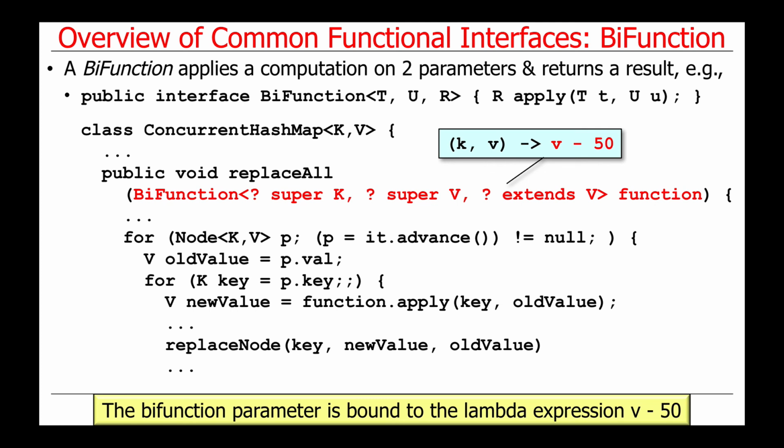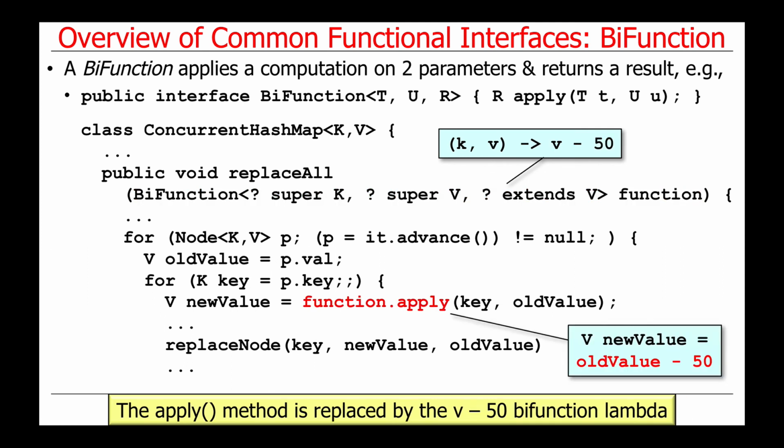Notice we don't actually use key explicitly here, but it's going to work on the key, which is parameter k, by virtue of the fact that that's the particular key that we're operating on. We don't have to use the key in order to update the value, however. That's just the way this particular example works. So the BiFunction parameter is bound to the lambda expression v minus 50.